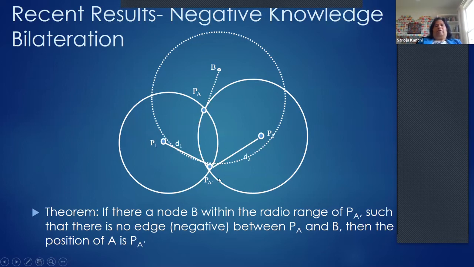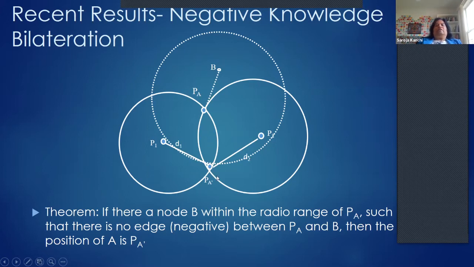I call the node A bilaterable. Once it becomes bilaterable, then I look around the radio range of the 2 locations. The first location, let's say PA. If I find a localized node there, a localized prior using trilateration or something else, I know this distance doesn't exist, because then A would be trilaterable. If this distance doesn't exist and it's within the radio range, the correct location for PA must be PA prime. If I can find such a B, then I can localize A at this point.